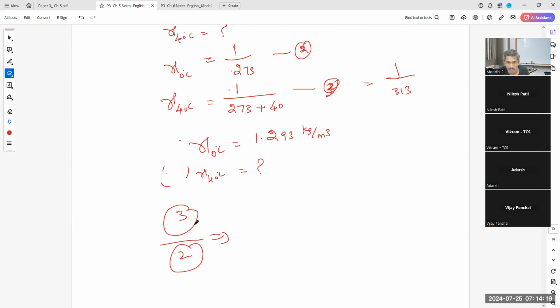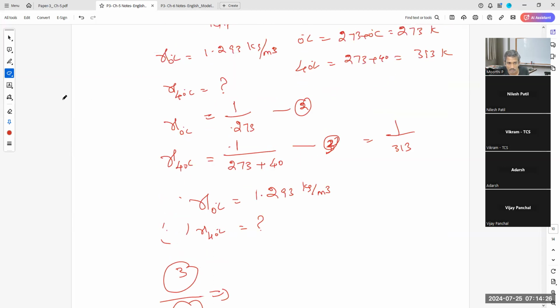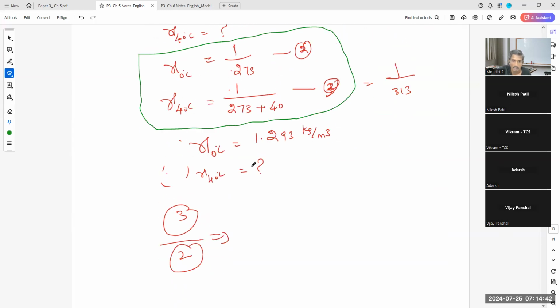Yes. Now I am taking equation 3 divided by 2. Both equations, we write it. You understood? We are taking the two variables. You have to write it like this equation. Then tell me. Density at 40 degree we don't know. Density at 0 degree, how much value? 1.293 equal to.